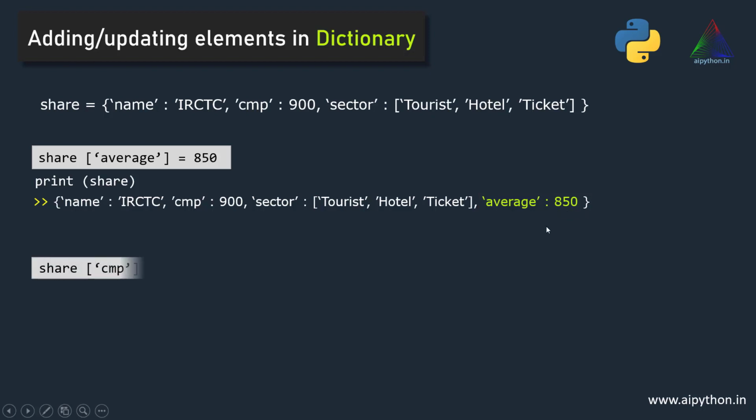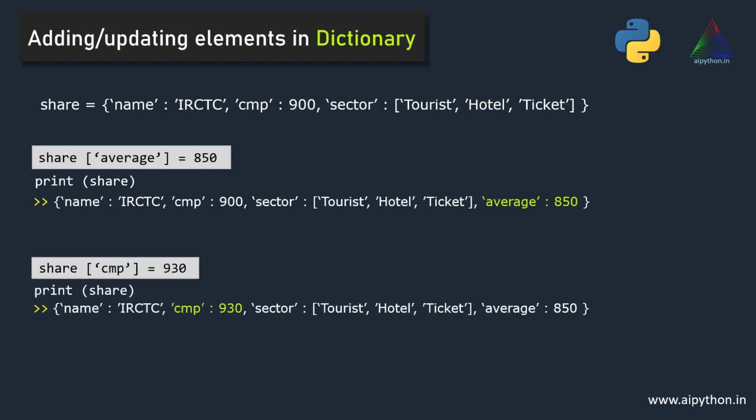We'll see another example. Let's say we wanted to add or update share with CMP equal to 930. This will go and check whether the CMP key is present in the dictionary or not. In this case CMP is present. Now it will not add this as a separate key-value pair, rather it will check and update the CMP with the value supplied.